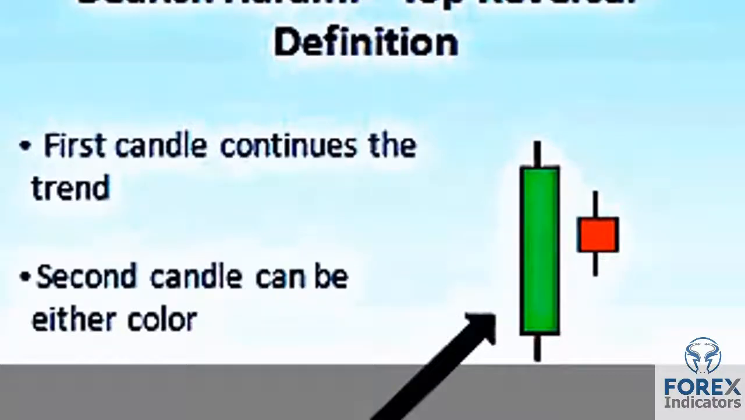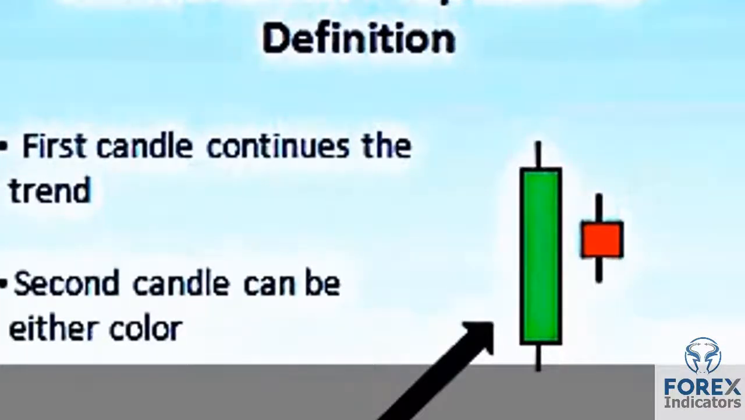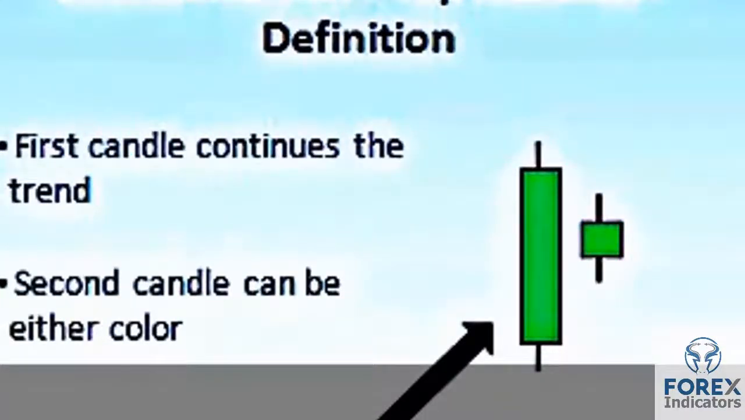So a bearish harami at a market top involves a green candle continuing the uptrend, followed by an inside candle of either colour. In this case red, and in this case green. Both are valid. In addition, the candles may or may not have shadows. It has no effect on the validity of the pattern.